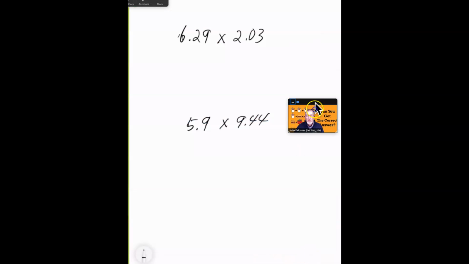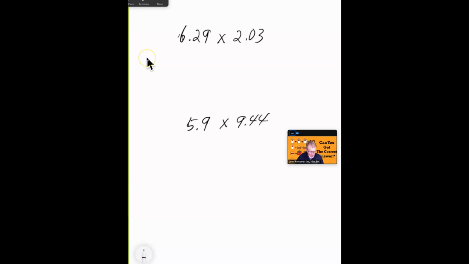So for the first problem, we're going to go ahead and multiply it out. It doesn't matter too much how you stack these numbers. For addition, you would need to line up all the columns, but it doesn't matter for multiplication. We're just going to multiply every number by every other number and then add up the total. So we'll worry about the decimal points at the end. We're just going to treat this like 203 times 629.